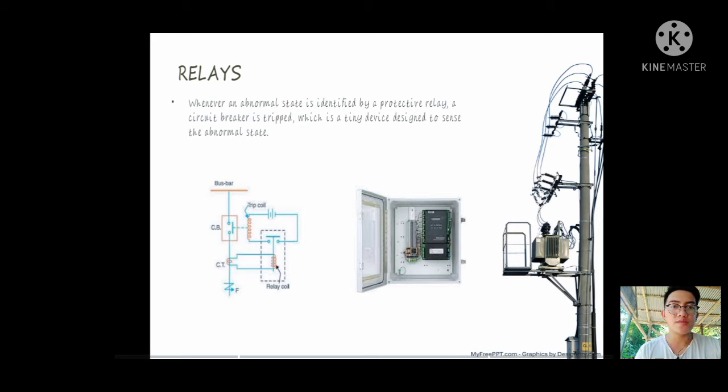Next is the relays. Whenever an abnormal state is identified by a protective relay, a circuit breaker is tripped, which is a tiny device designed to sense the abnormal state. Si relay, isa rin sa mga pinakamahalaga kasi once na naka-identify si protective relay ng isang abnormal state, the circuit breaker is automatically tripped or magko-close.